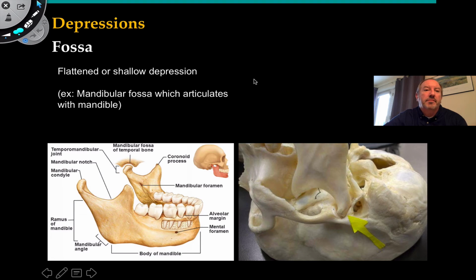Fossa. Now, a fossa is a flattened or depressed area as well, a shallow depression. And so this is the skull sort of upside down. This is the mandible ramus, as you can see right over here. This is the depression right over here. It's a mandibular fossa, which articulates with the mandible. It's a little depression right over here. You could see it right over here. Okay, fossa, or shallow depression, right there.